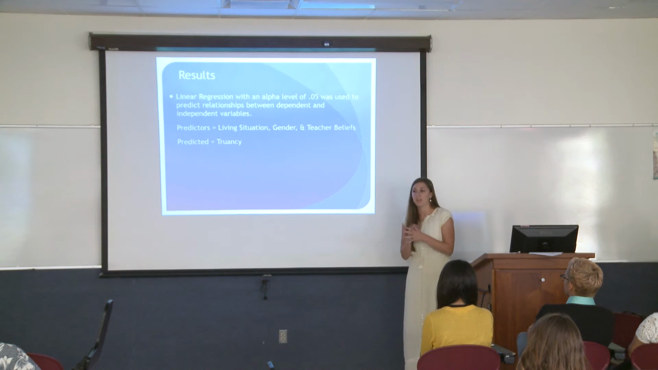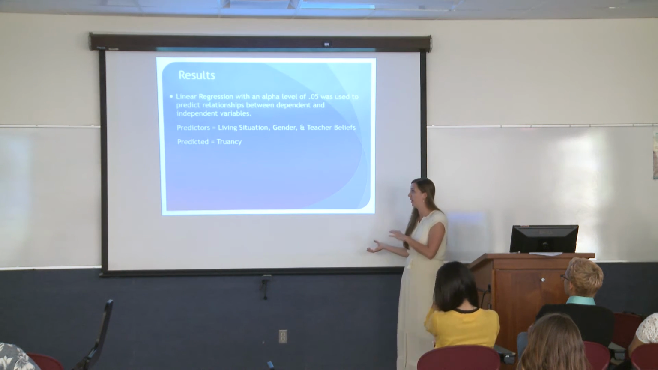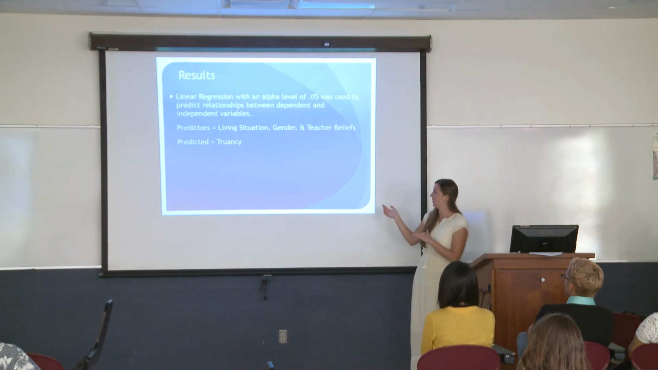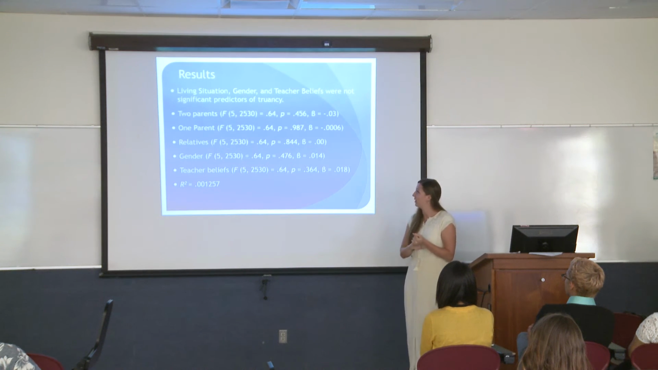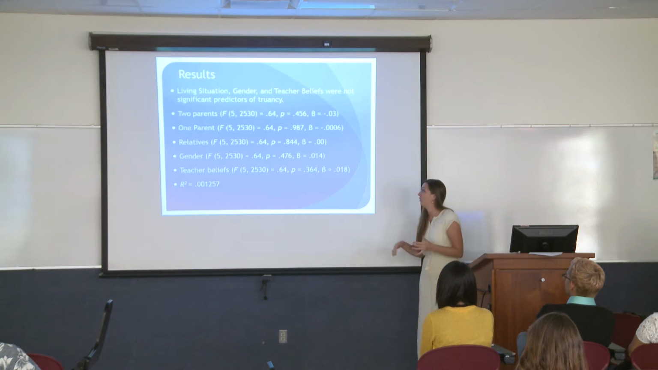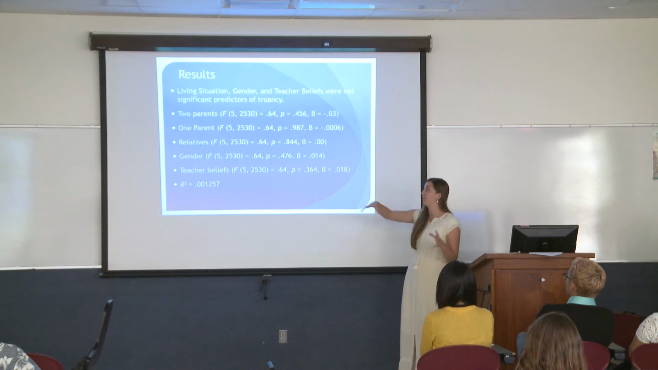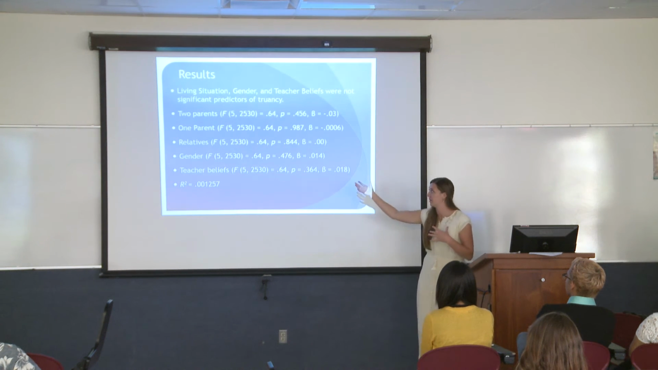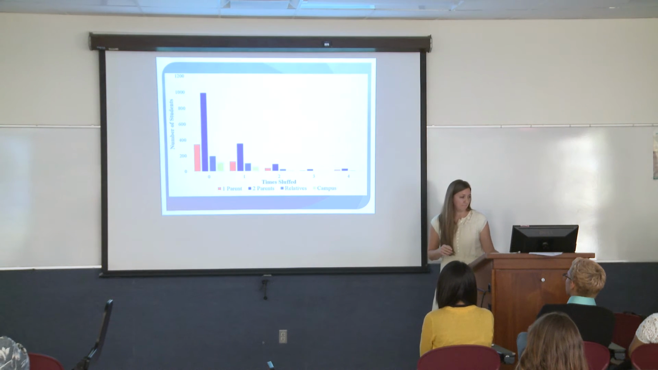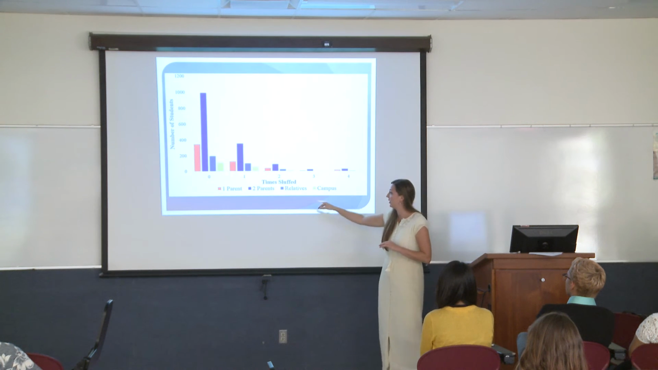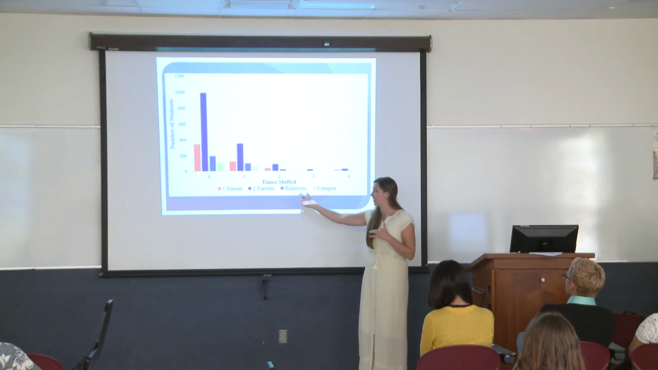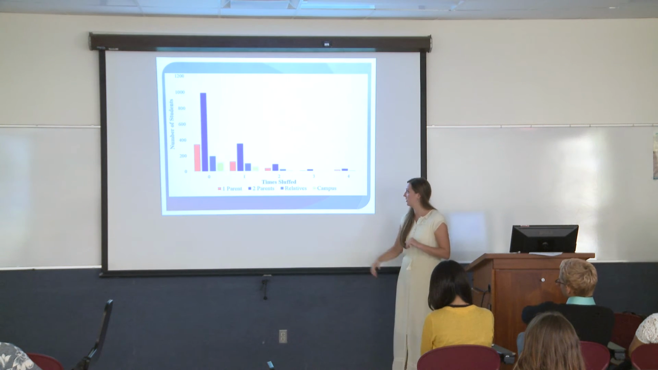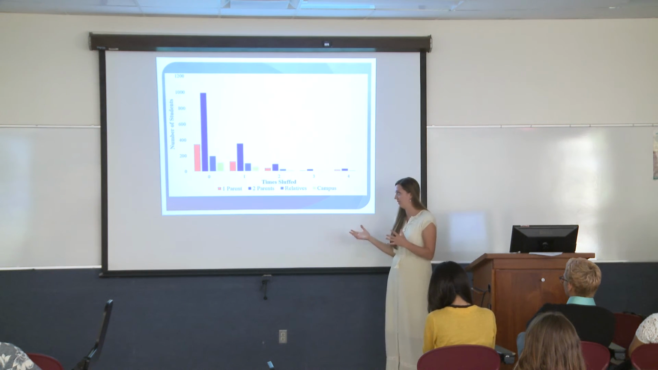For the results, linear regression was run with a 0.05 alpha level. The predictors were living situation, gender, and teacher beliefs, and the predicted variable was truancy. After the statistics were run, it was shown that none of the three hypotheses were significant predictors of truancy. One thing that was interesting is that the variable of two parents was the closest to being significant. It was the lowest number, and that's also shown in this graph, which shows the total number of students, the times they skipped, and who they lived with. Of the students that didn't skip at all, a great majority lived with two parents. And it's also interesting that for the students that skipped more often, there wasn't a whole lot of variety in who they lived with. It didn't show to be significant.